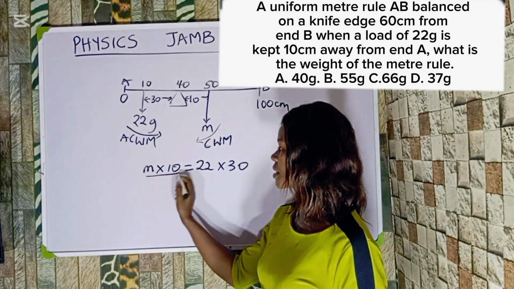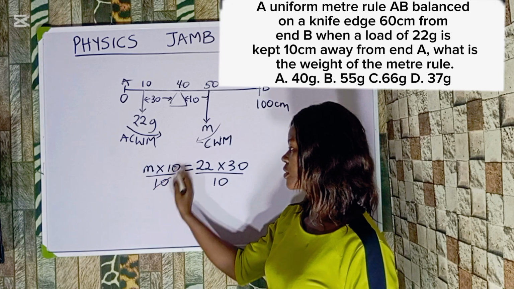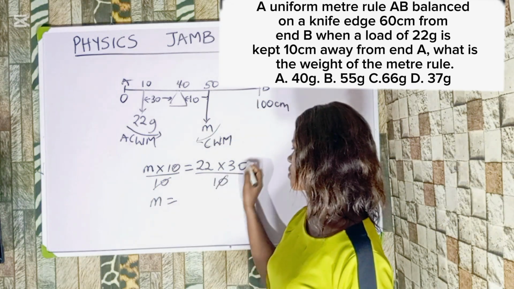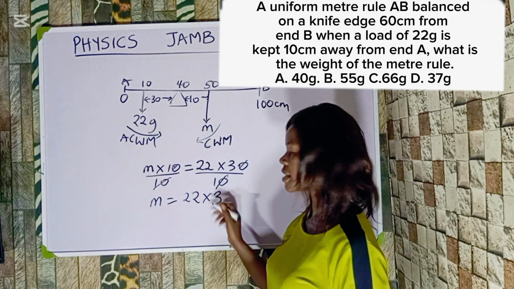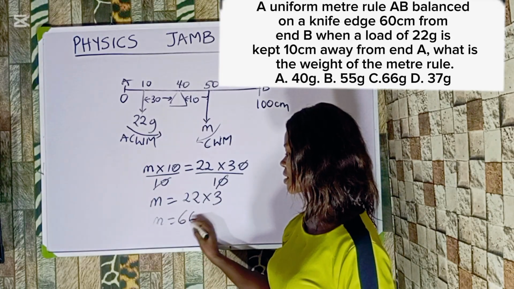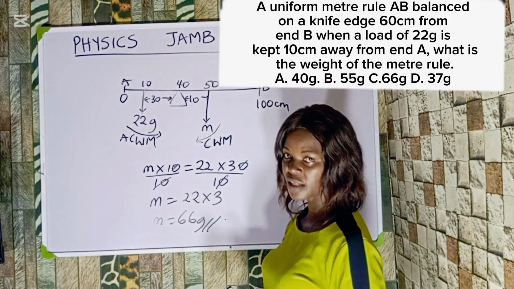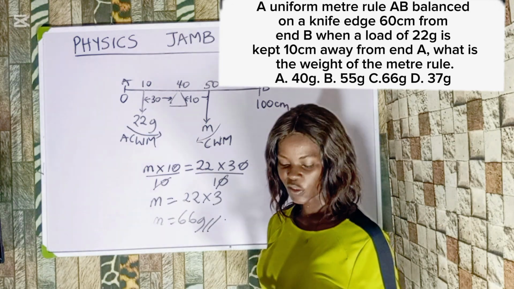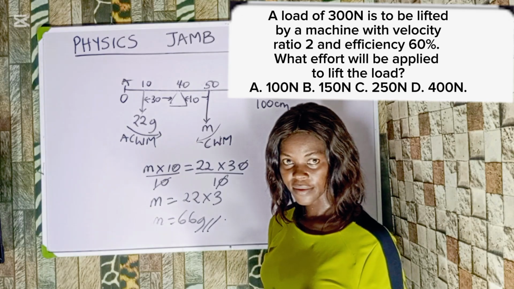Now if you divide both sides by 10, this cancels this, so you're left with m. Okay? Now 0 cancels 0, you're left with 22 multiplied by 3. Now by the time you multiply, it's going to give us 66 grams. Do you understand? So the weight of this meter rule is 66 grams. The correct answer so far is option C. I hope that is clear.